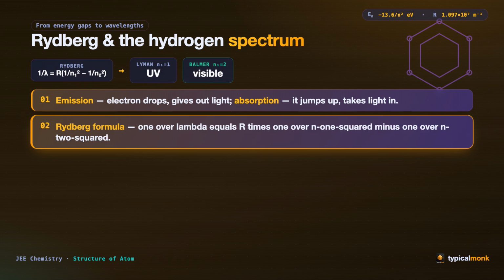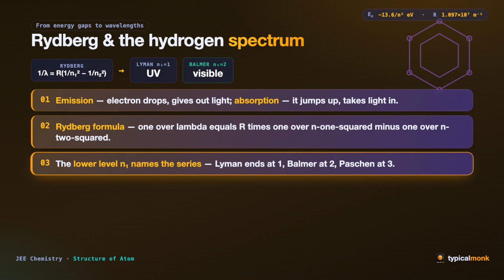Second, the Rydberg formula ties it all together. 1 over the wavelength equals the Rydberg constant times 1 over n1 squared minus 1 over n2 squared. Here, n1 is the lower level and n2 is the higher one. Third, and this is the trick that saves you every time, the lower level, n1, names the series. Land on level 1, it is Lyman.